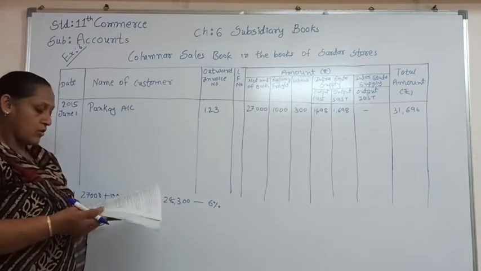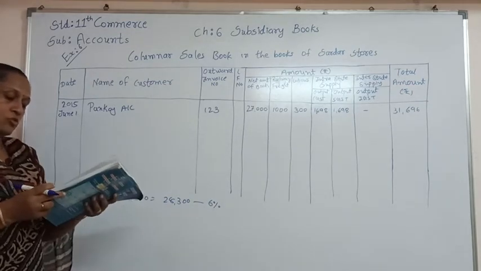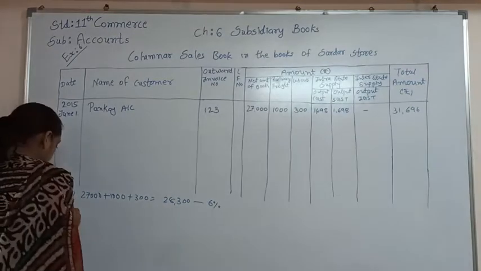Goods sold of rupees 50,000 at 10% rate discount on cash. So that is a cash transaction. Cash transaction will be recorded in the cash book.